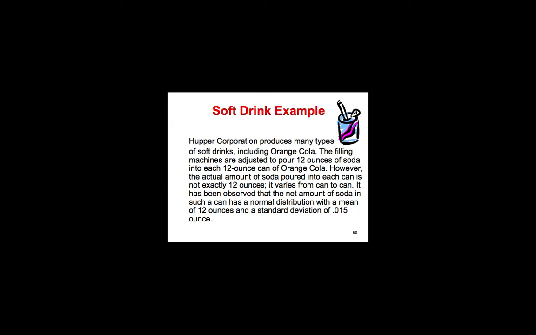My final example has to do with soft drinks. A particular corporation produces many types of soft drinks, including an orange cola. The filling machines are adjusted to pour 12 ounces of the soda into each 12-ounce can. However, the actual amount of soda poured into each can is not exactly 12 ounces. It varies from can to can. It can be observed that the net amount of soda in such a can is normally distributed with a mean of 12 ounces and a standard deviation of 0.015 ounces.